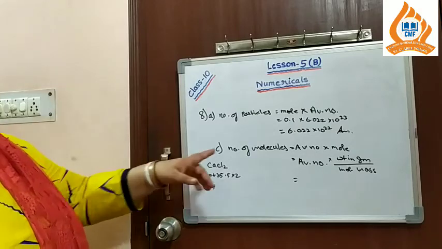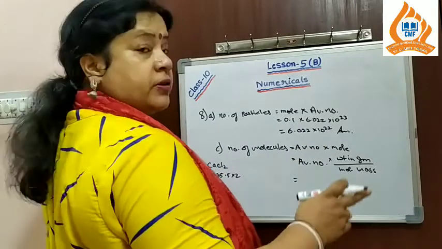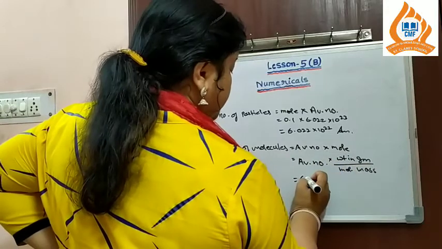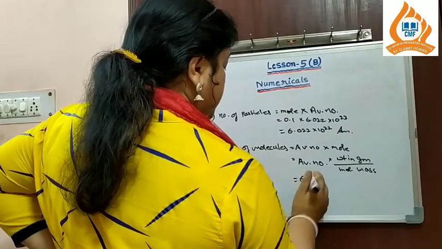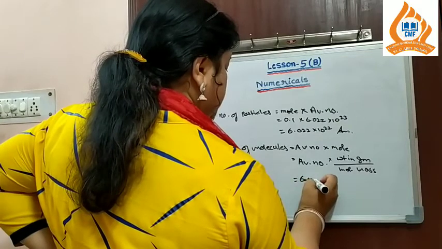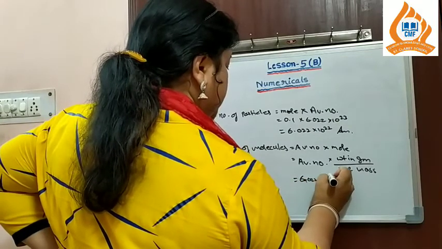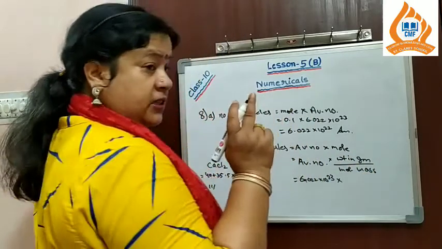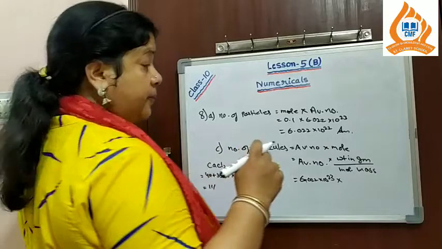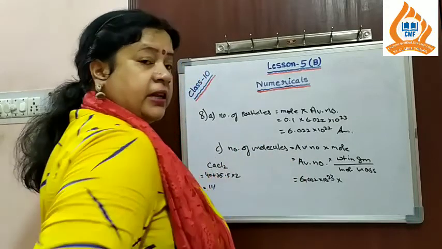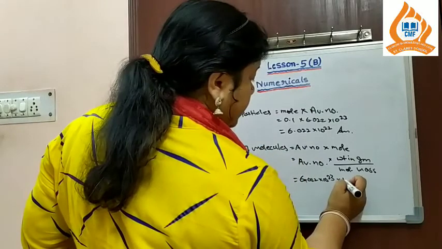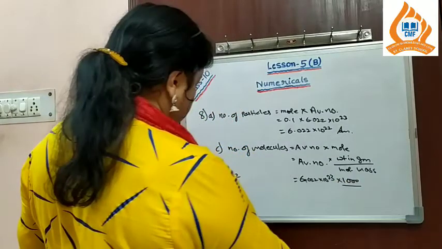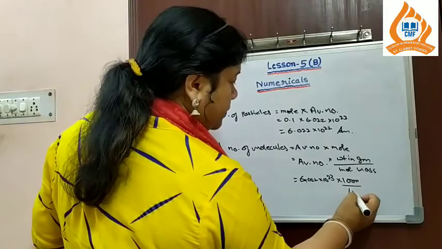Now we know that 1 kg means weight in grams of calcium chloride. First you write 6.022 into 10 to the power 23 into weight in grams. It is given 1 kg. We have to make it in grams, because moles and everything are taken as grams. So 1 kg is equal to 1000 gram divided by molecular mass. Molecular mass we have taken out as 111.